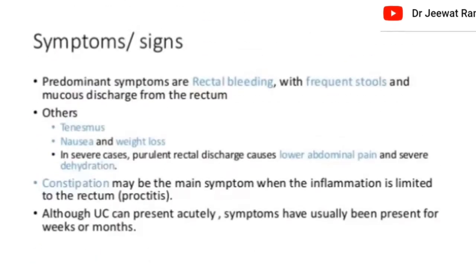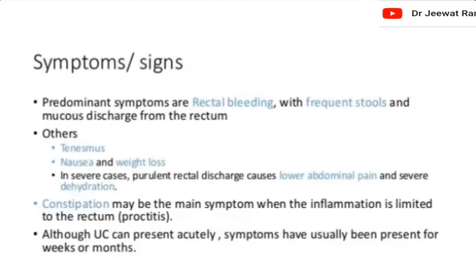Signs and symptoms of ulcerative colitis. Predominant symptoms are rectal bleeding with frequent stools and mucus discharge from the rectum, tenesmus, nausea and weight loss. In severe cases, purulent rectal discharge causes lower abdominal pain and severe dehydration. Constipation may be the main symptom when the inflammation is limited to the rectum, that is proctitis. Although ulcerative colitis can present acutely, symptoms have usually been present for weeks or months.